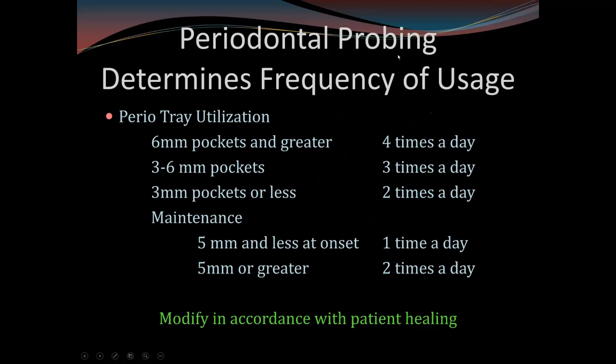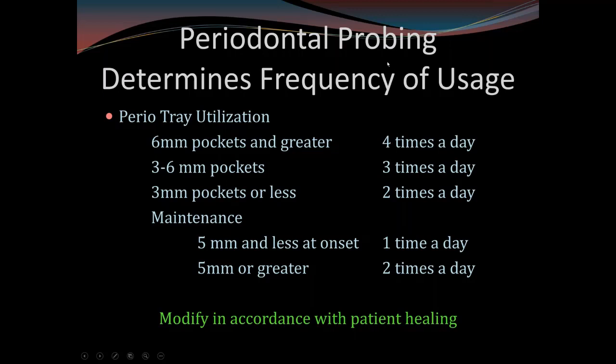Well, with direct medication delivery or the perio tray utilization, the scope and magnitude of the disease determines the initial utilization. Now, that doesn't mean this person is going to keep using these trays 4 times a day. This is just for the first or second week, so you can convert that infected region to a healthier region. Then as the tissues begin to heal, you can go from 4 times a day to 3 times a day to twice a day to once or twice a day. And you're going to modify that as the healing occurs.